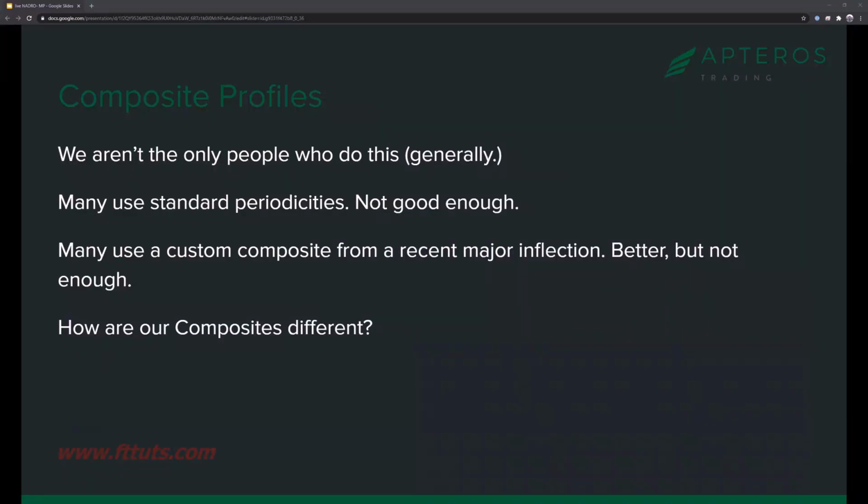We're not the only people to do this, okay? A lot of people use standard periodicities. They'll call it a composite profile for some reason, but really it's just a weekly profile or a monthly profile. Not good enough. A lot of people use what they literally call a custom composite from a major recent inflection, or not necessarily recent, but from a major inflection. That's also not good enough. The reason why that's not good enough is because now you're putting so much information into this composite, your value area is no good.